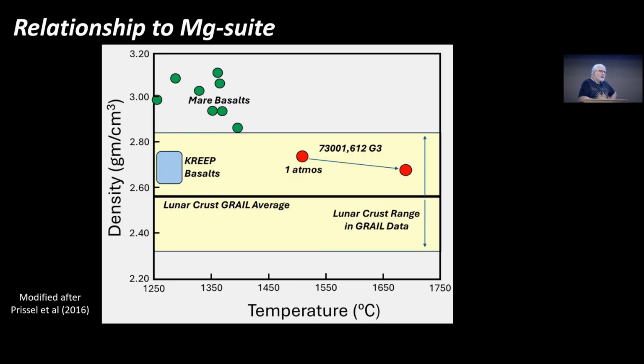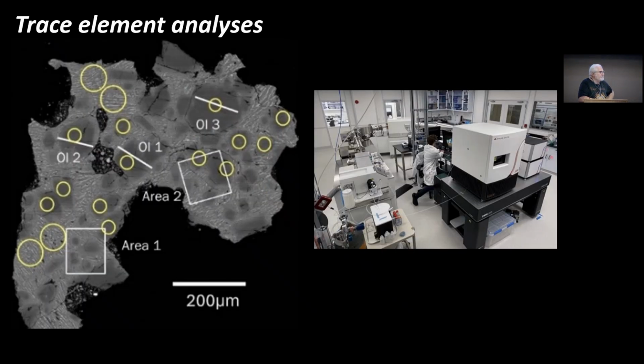We've also calculated melt densities and melt viscosities, and this diagram illustrates that the melt density, and it doesn't illustrate the viscosity, are far lower than the mare basalts. And then to better understand its origin, its relationship potentially to the magnesium suite, we've conducted a lot of laser ablation ICP analyses that are illustrated here, where we analyzed the olivine and the matrix and put together a melt composition.